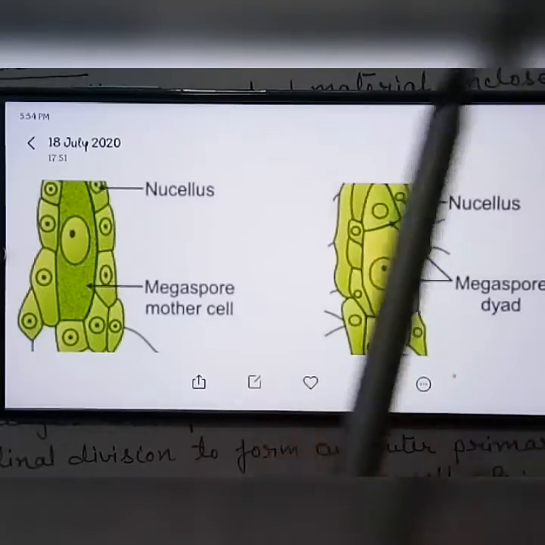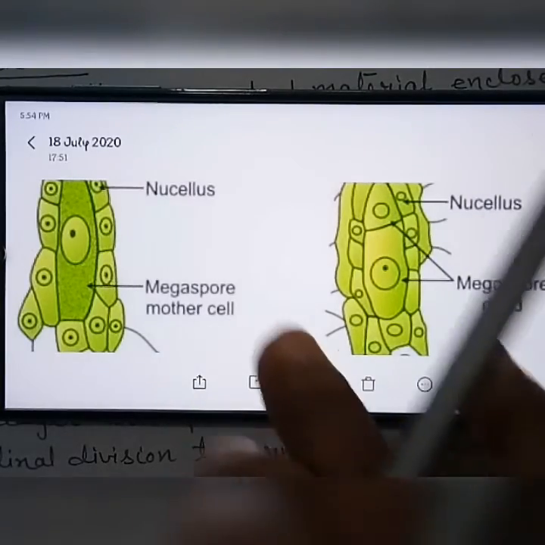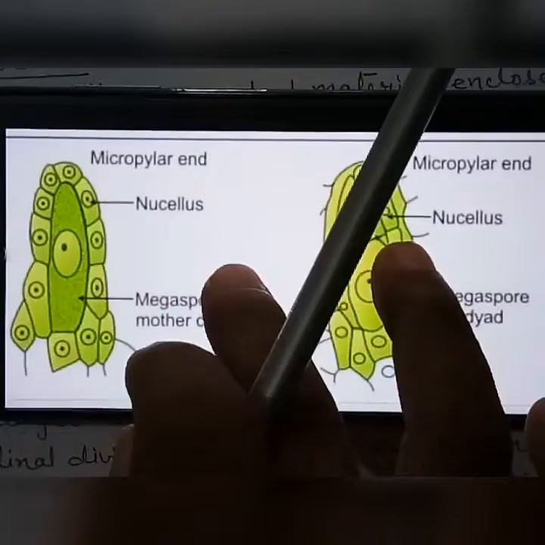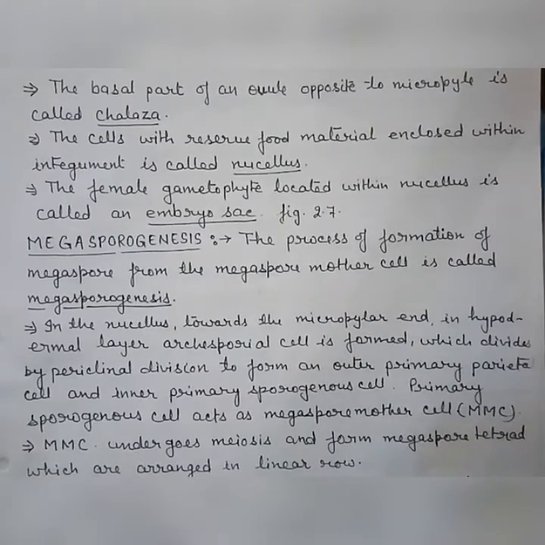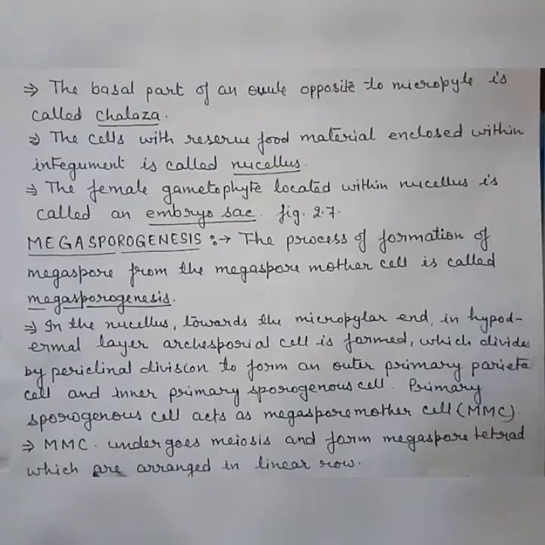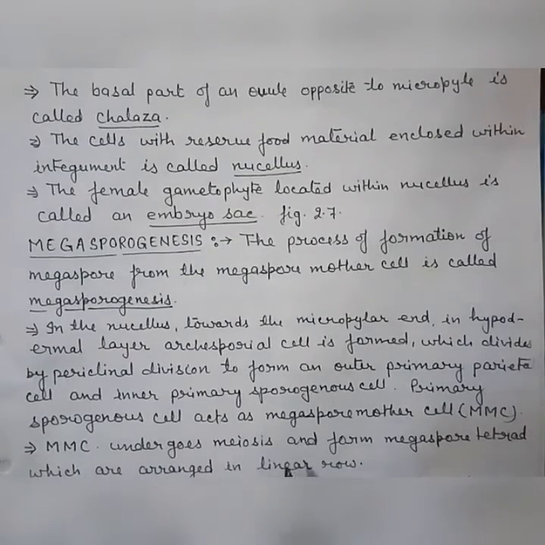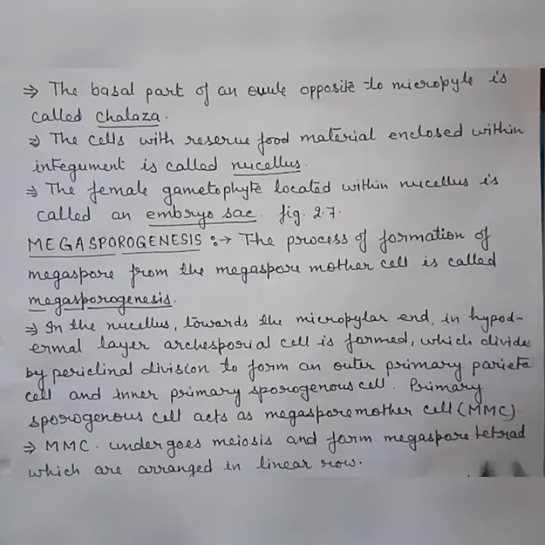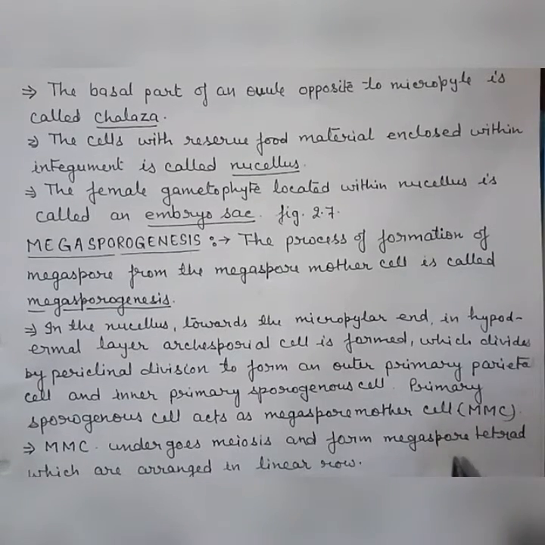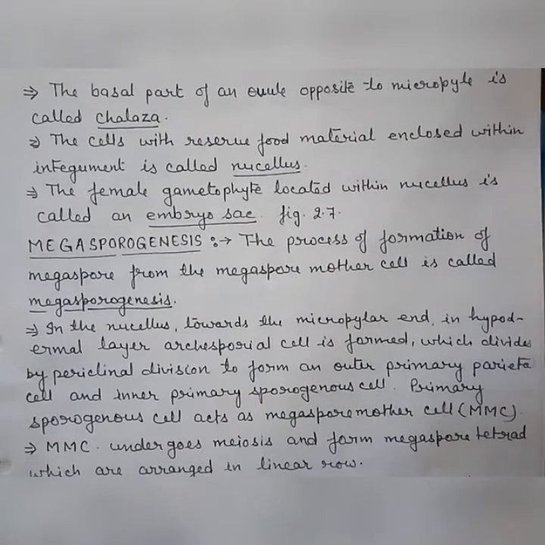Primary sporogenous cells are further involved in the process of megasporogenesis. Primary sporogenous cells are also known as the megaspore mother cells. Megaspore mother cells undergo meiosis and form the megaspore tetrad. All the cells of the megaspore tetrad are arranged in a linear row.